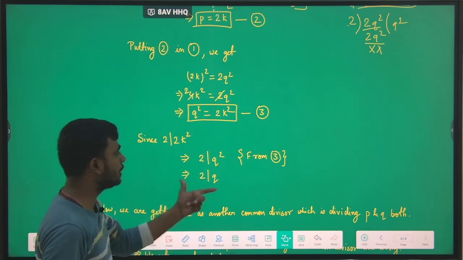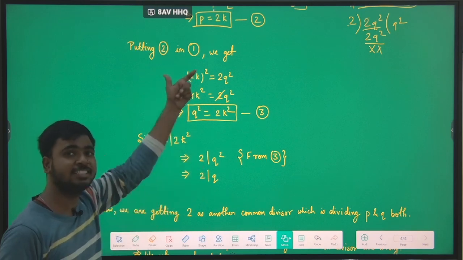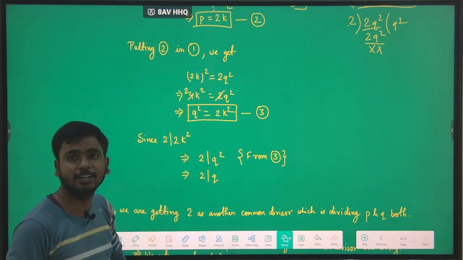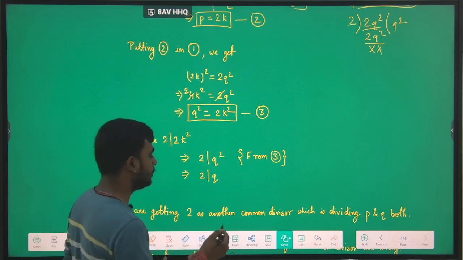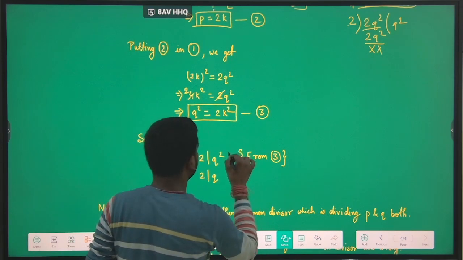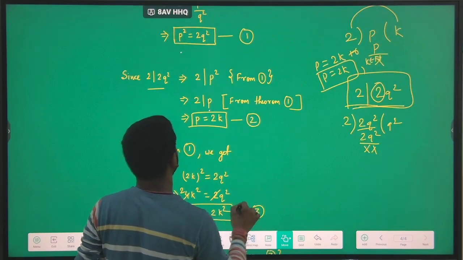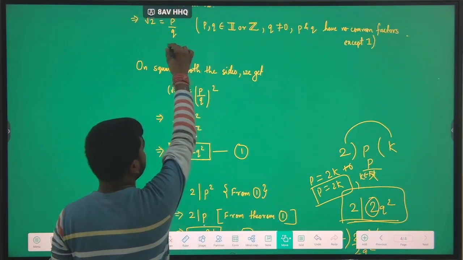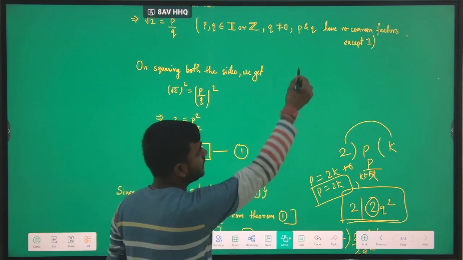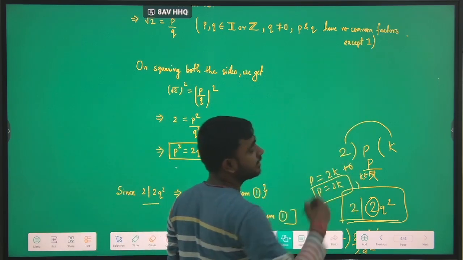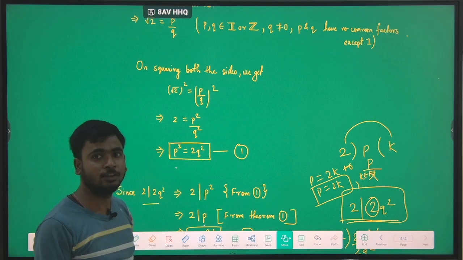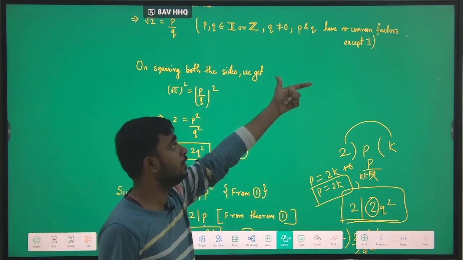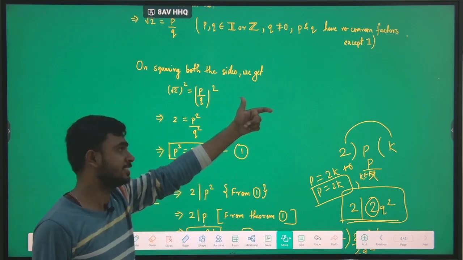Okay. So, what we are getting? We are getting first that 2 will divide p, and right now we are also getting that 2 will divide q also. Also, we have seen that when we have taken root 2 as a rational number, p and q have no common factor except 1.